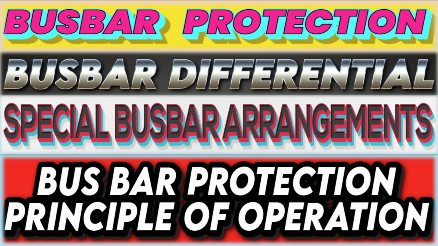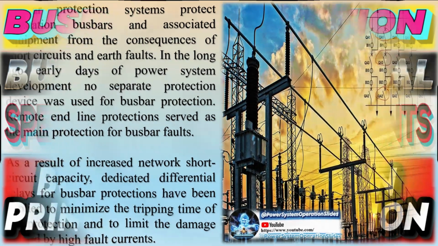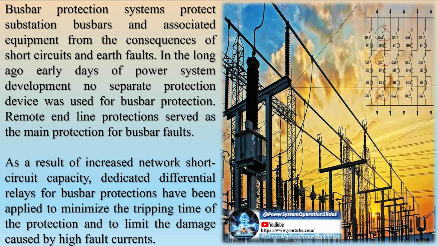The principle of operation for busbar protection primarily relies on the differential protection method. This method is designed to detect faults on busbars and associated equipment by measuring the currents flowing in and out of the busbar. The busbar protection system operates on Kirchhoff's first law, which states that the sum of currents entering a junction must equal the sum of currents leaving it. Therefore, under normal conditions, the total current flowing into the busbar should equal the total current flowing out. Any discrepancy indicates a fault.